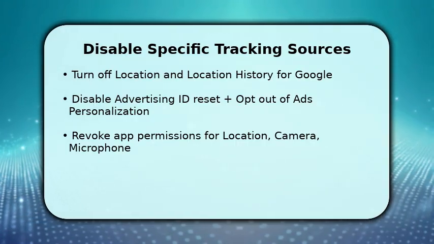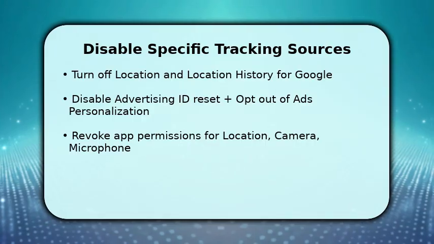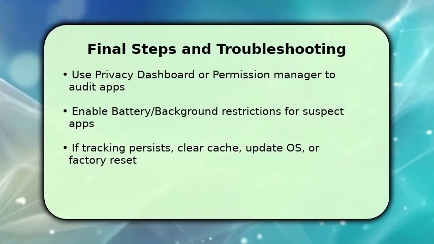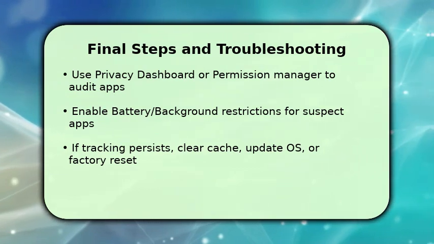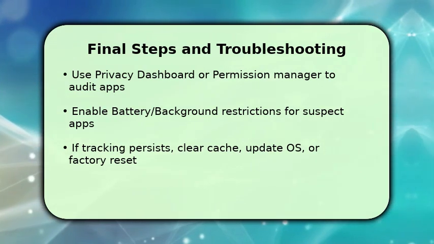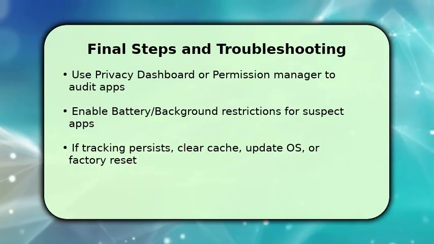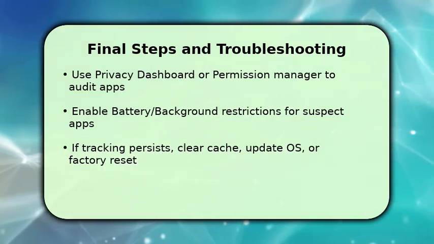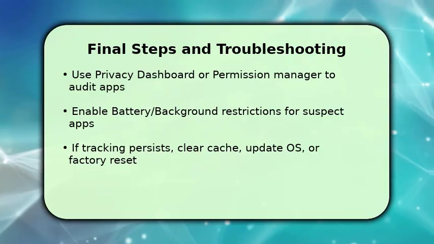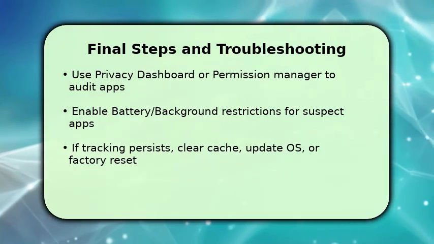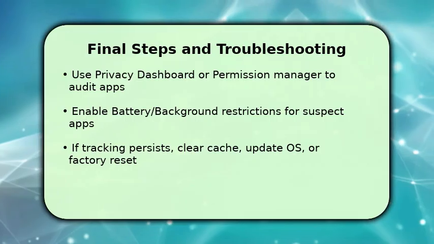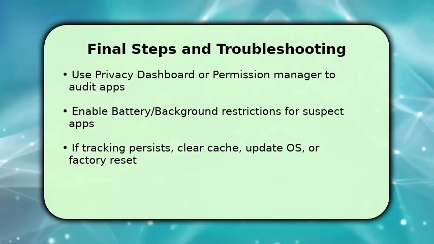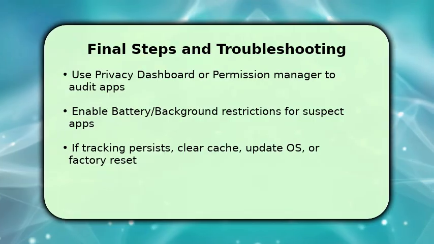Finish by auditing permissions with Permission Manager or Privacy Dashboard, and lock down any app still allowed to access sensitive sensors. Once done, apply background restrictions or battery optimizations to stop apps from running invisibly. If you still see tracking, clear app caches, update Android and apps, and then recheck settings. As a last resort, perform a factory reset after backing up data. If problems persist, contact your device maker, because some carriers.